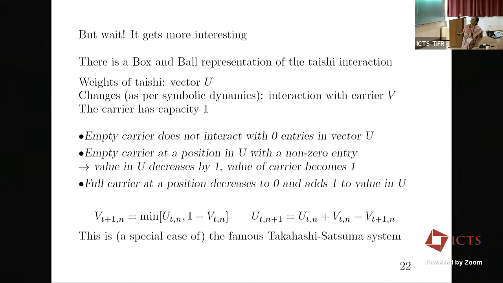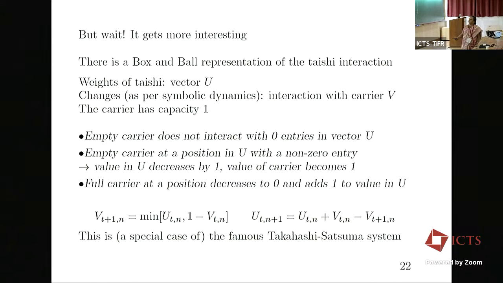It is more interesting. So there is a box and ball representation for the Taishi interaction. You take the weight of the Taishi, call it as vector u. Then there is a carrier. The carrier's maximum capacity is 1. This V will not interact with 0 entries in U. Empty carrier at a position in U with the non-zero entry only it will interact. It will take one value from U, that carrier becomes full and it moves up. It gives that one to the next step upwards. So this carrier will be having 0 capacity and 1 is added to the value in U.